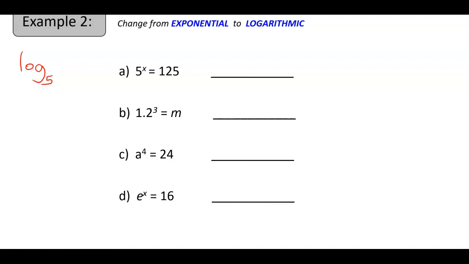All right, now, who's next? What do you think is going to go next? X or 125, right here. No. So the exponent is the answer on the right side. So the 125 is going to come over and be the next part of our log. Okay, so log base 5 of 125 equals the exponent of the original, which is x. Okay.